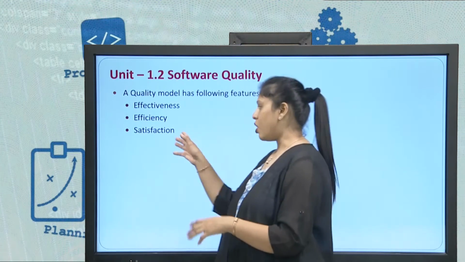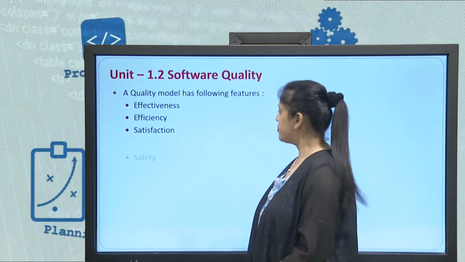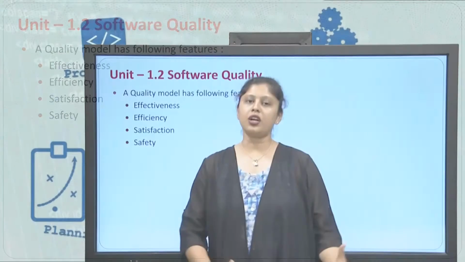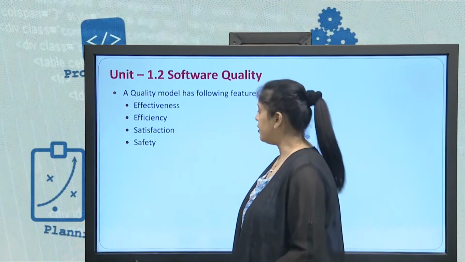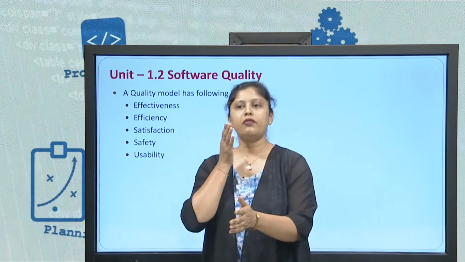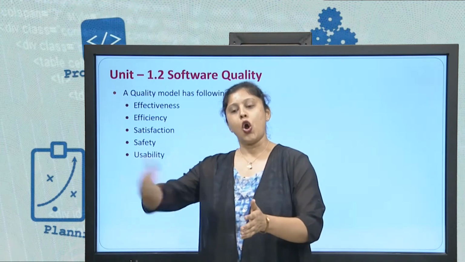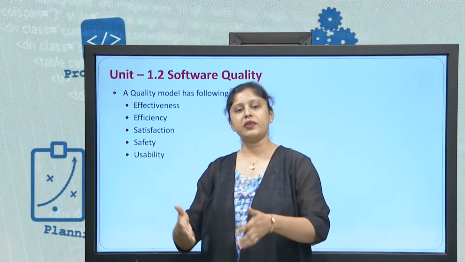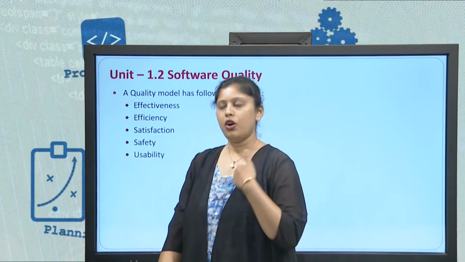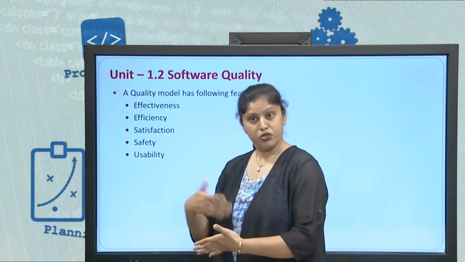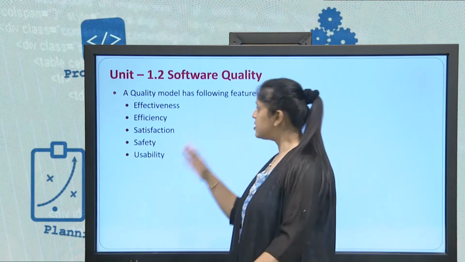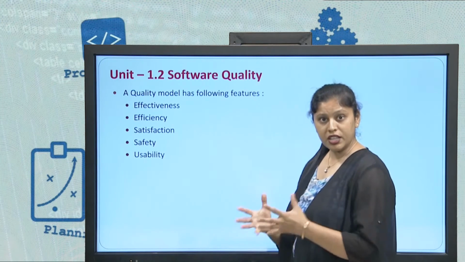It all depends on the satisfaction of the customers. Safety: my customer always looks for secured software, so safety should be there. Usability: my software is providing for n number of users, and all those users should be able to use it legibly. It should be usable and reusable at any time. All this ensures my software is of good quality.